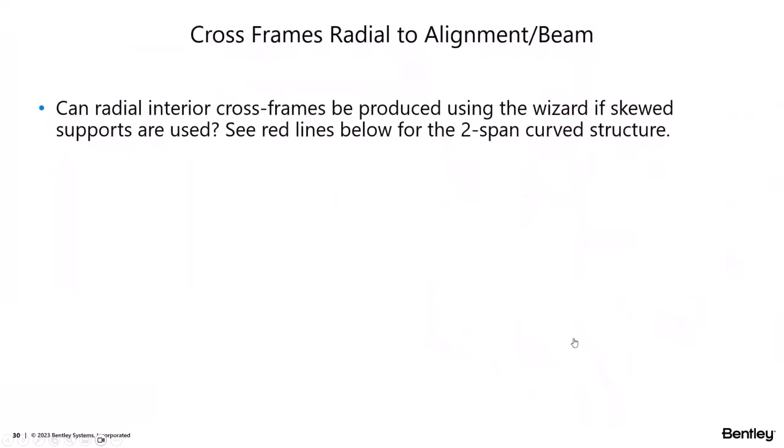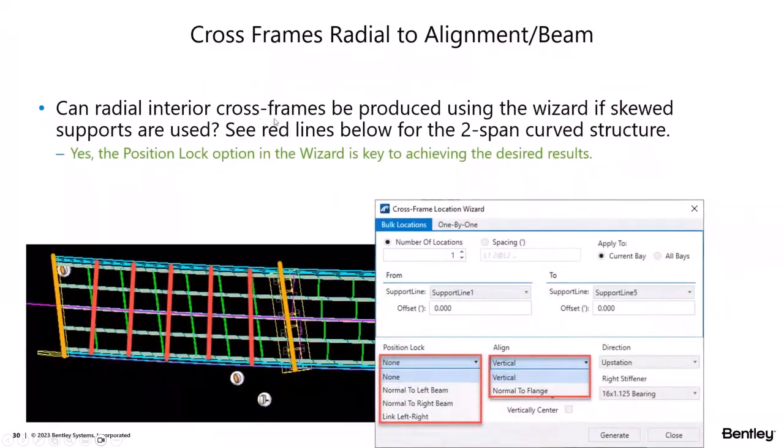Cross frames, radial to an alignment or beams. Can we force these interior cross frames to be produced using the wizard if skewed supports are used? Because by default, it'll do it parallel to the first support. But with these position lock buttons, you can force it to be normal to either the left or the right girder within the bay there. So that's how you're going to get these to be radial to any of the beams out there.